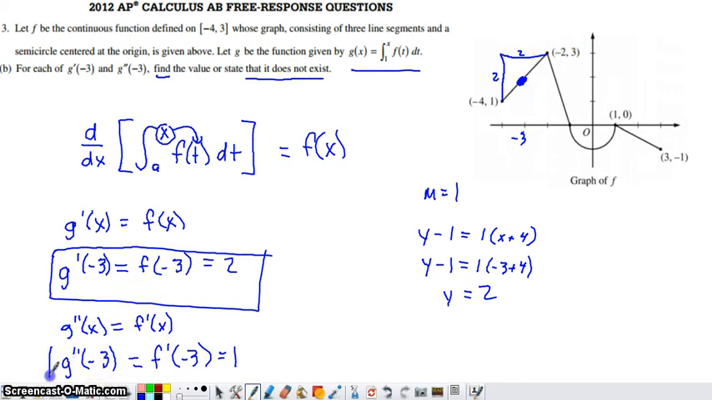But in the case of what we were asked, g double prime of negative 3, that exists. And that was a bad attempt at boxing it up. We found the value of 1 for that.